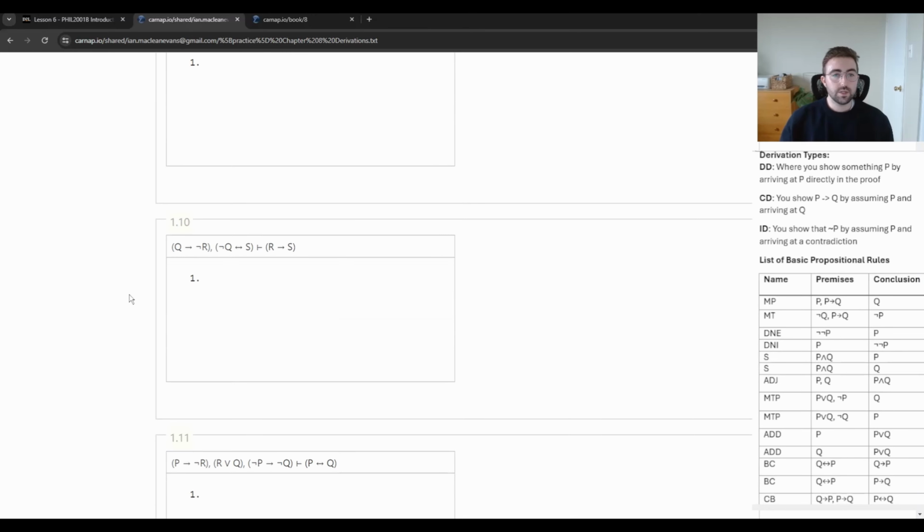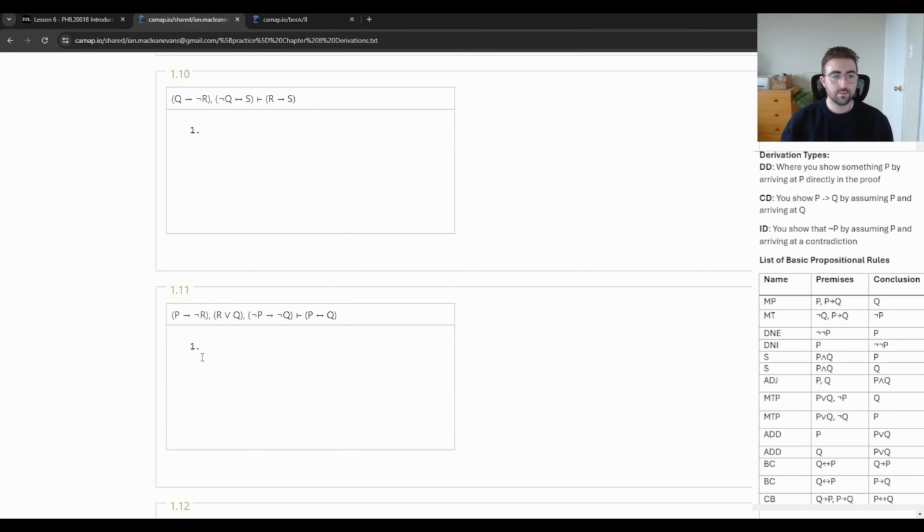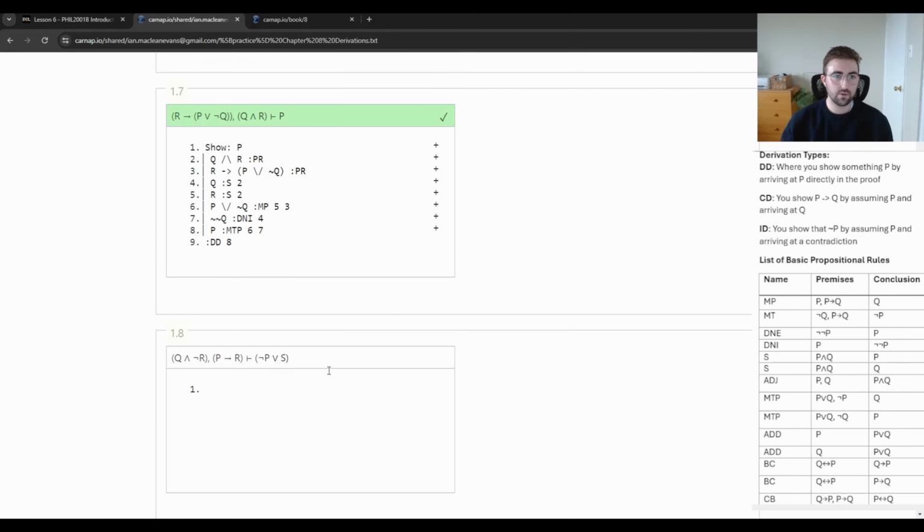What would be a good one to do next? Let's just do the next one. So we are trying to show not P or S. Our premises are Q and not R, and if P, then R.